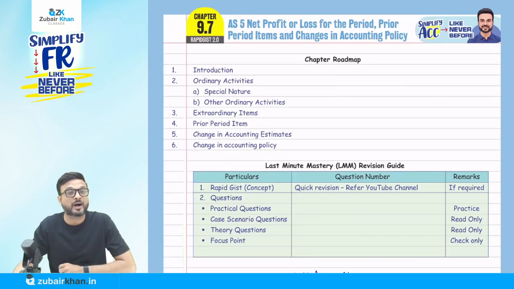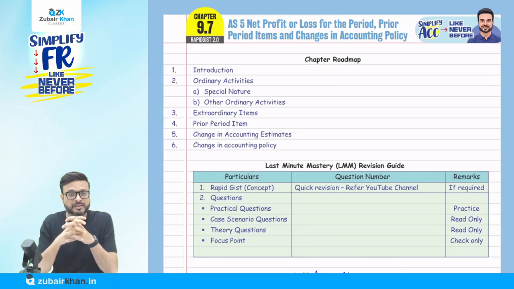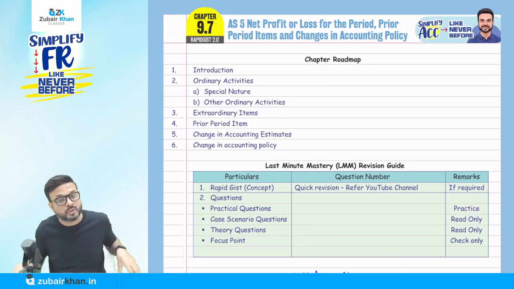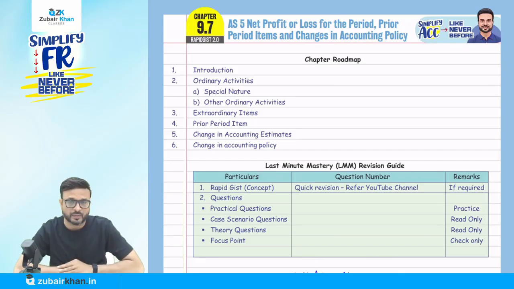Today we are going to revise Accounting Standard 5, that is net profit or loss for the period, prior period items and change in accounting policy. This is the only accounting standard which exclusively talks about the profit and loss account. So, very simple accounting standard.